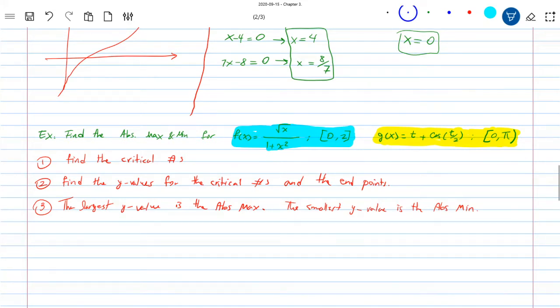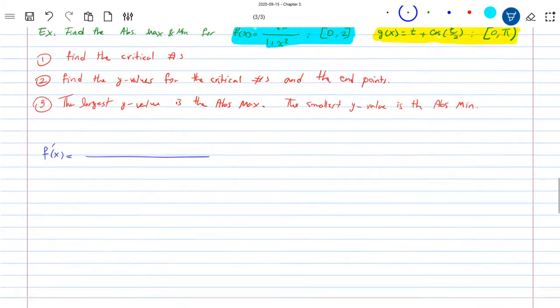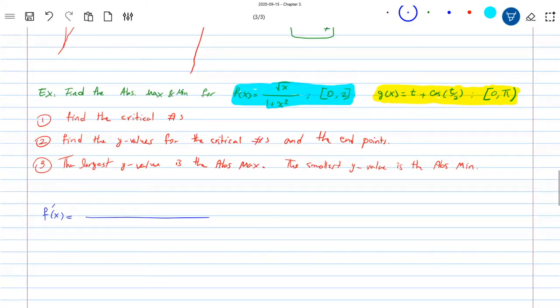Okay, we're looking for the absolute maximum and minimum for this function f of x, square root of x divided by 1 plus x squared, over the interval 0 to 2. So first step, find the derivative. So we're looking for f prime x. Take the derivative of the numerator. It's going to be a bit messy. So I picked the hardest example, so you guys have seen the difficult one. The other ones seem to be very easy.